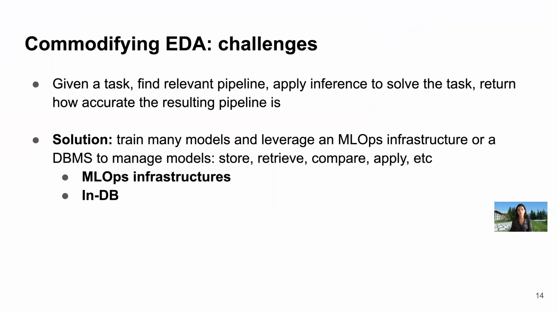the question I'm going to be raising in this talk is that, great, I can train a number of such pipelines for exploration for different tasks. And what I want to ask is whether that is going to lead to the ability to make EDA a commodity? Meaning that if I'm given an exploration task, I should be able to automatically find a relevant pipeline or a relevant model, apply inference to solve the task, and then return the results, and eventually also how accurate the resulting pipeline is. So how could I do that?